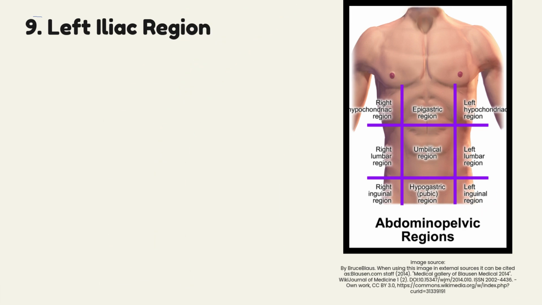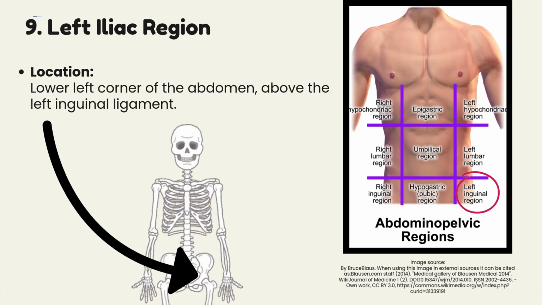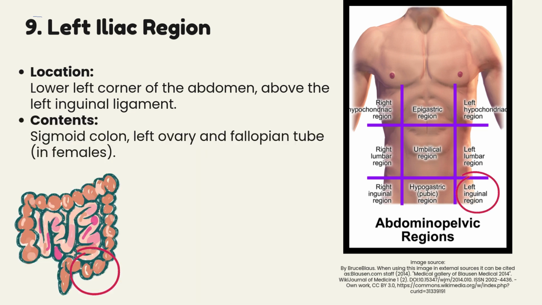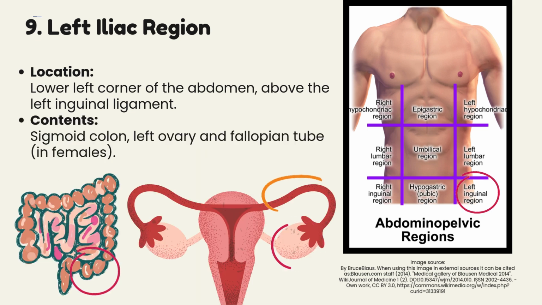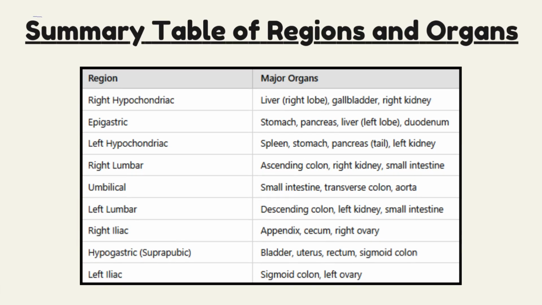Number 9. Left iliac region. It is located in the lower left corner of the abdomen, above the left inguinal ligament. It consists of the sigmoid colon, left ovary, and fallopian tube. In females, it is associated with diverticulitis and gynecological conditions. Now this is a summary table of regions and organs in each region.